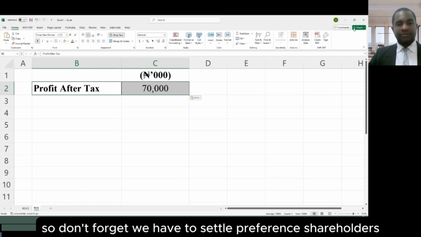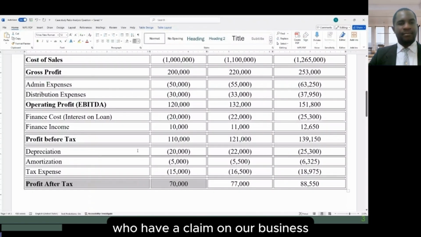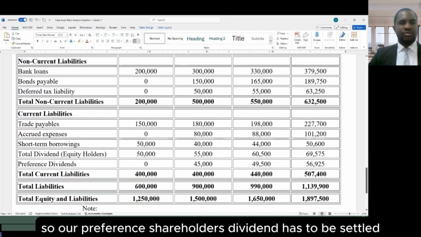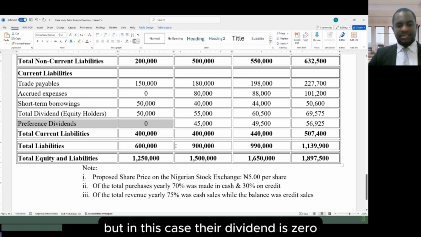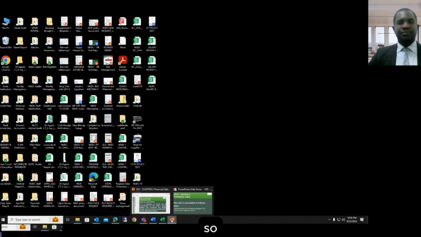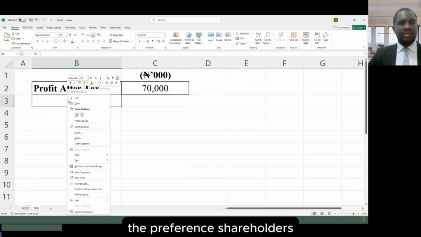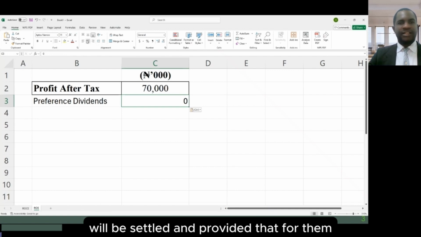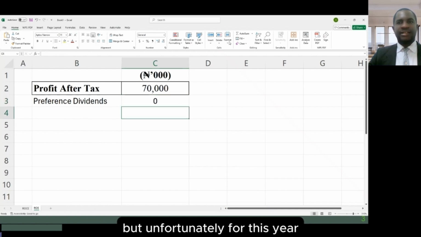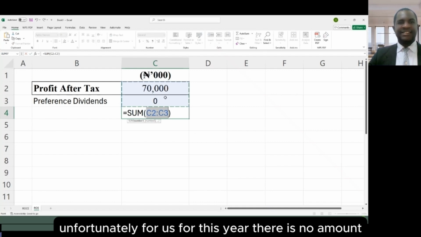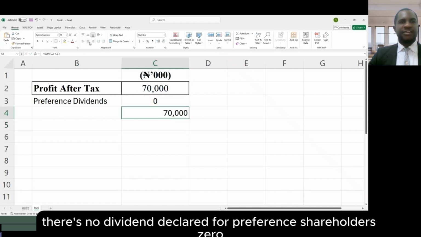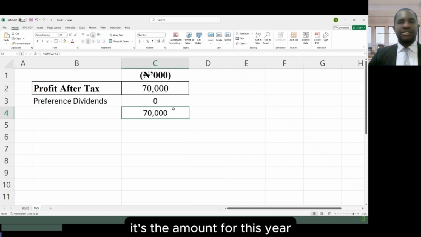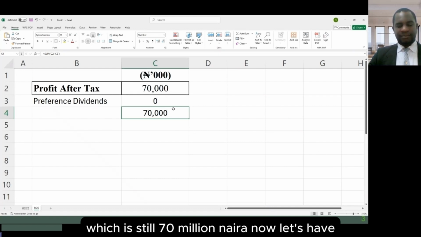Don't forget, we have to settle preference shareholders who have a claim on our business. So our preference shareholders' dividend has to be settled, but in this case, their dividend is 0. Unfortunately, or fortunately for us, for this year there is no amount for them. There's no dividend declared for preference shareholders, 0. And we have a profit after tax, which is still 70 million naira.